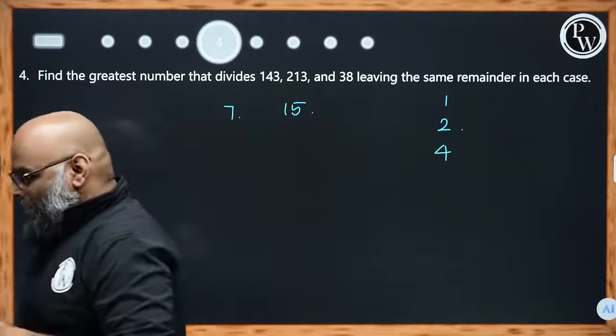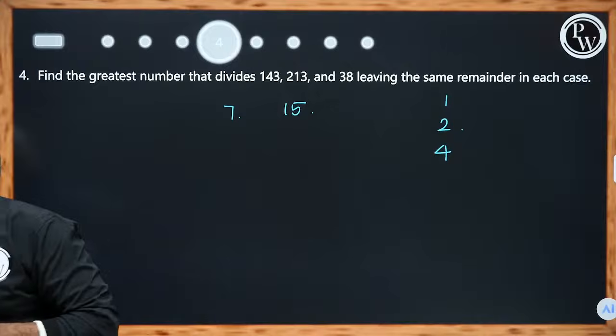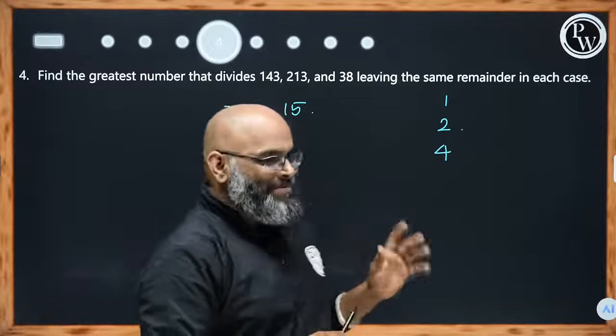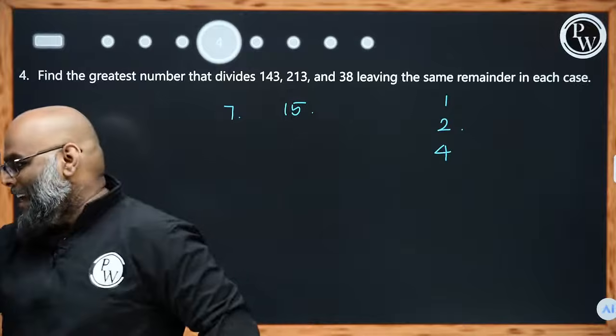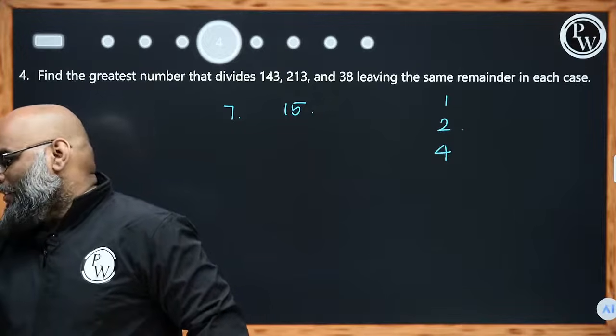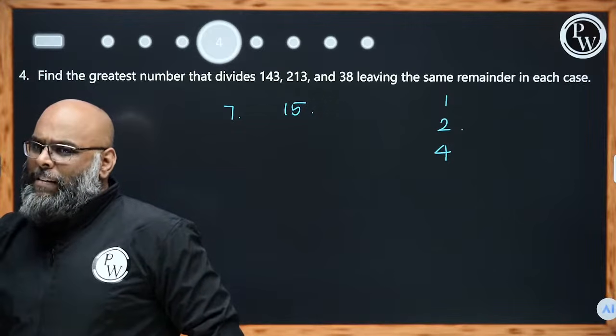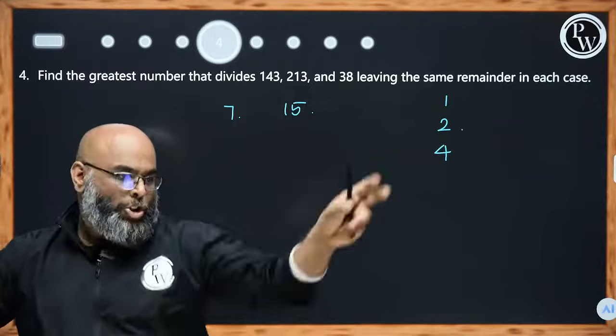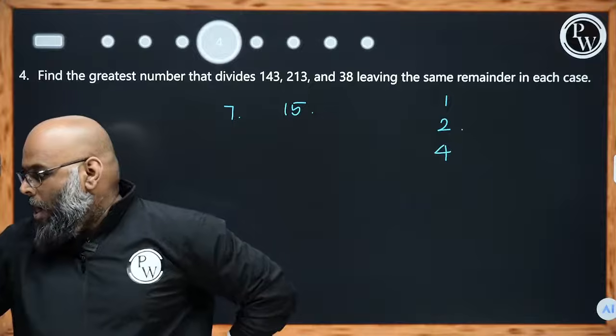I'll do it one more time. Is there any other number that you think will work here? Is there any other number that you think, hey, 7 and 15 can be divided by this number and it will give me the same remainder in both cases? This is one more number that I am thinking of.